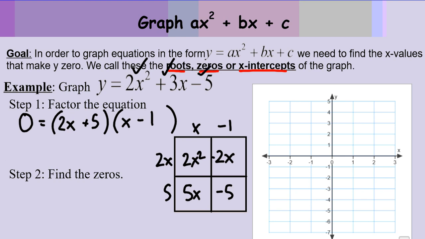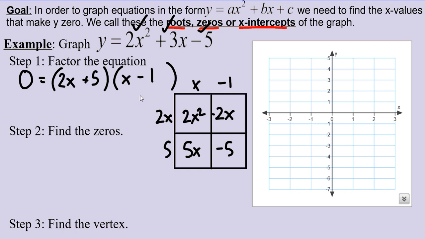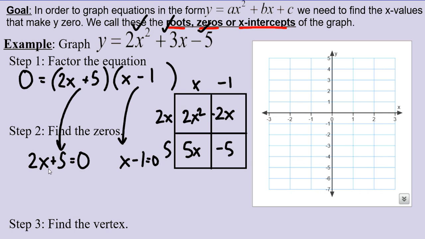Now it's factored. I have two items multiplying to make 0. I want to know when either one is going to be 0. So step 2 is to solve and find the zeros, the x-intercepts. Either 2x plus 5 equals 0 or x minus 1 equals 0. Subtract 5 and divide by 2. I'm going to do it all at once to save some space. It's negative 2.5. Add 1 and I get 1.